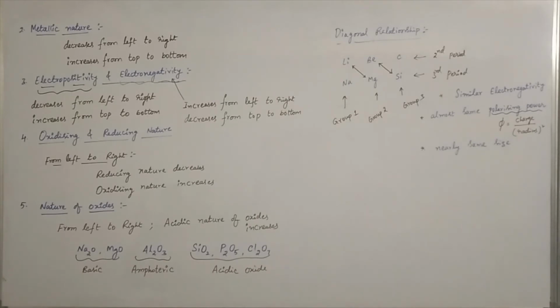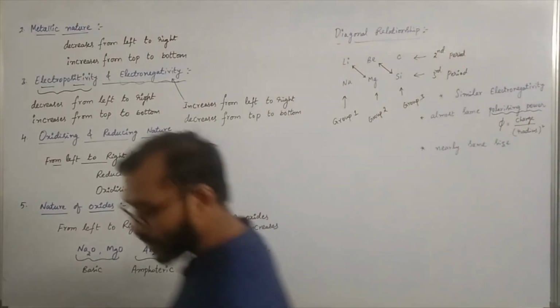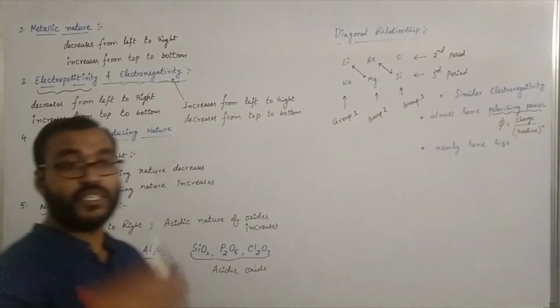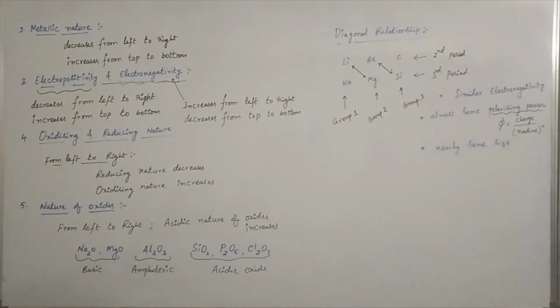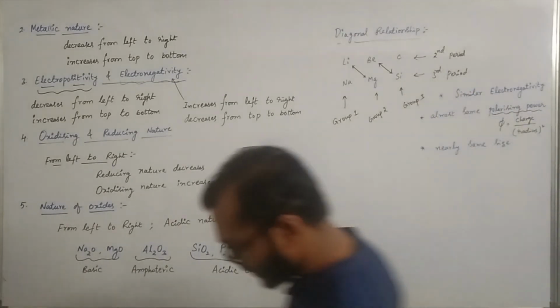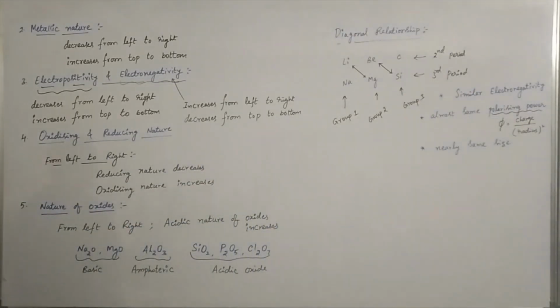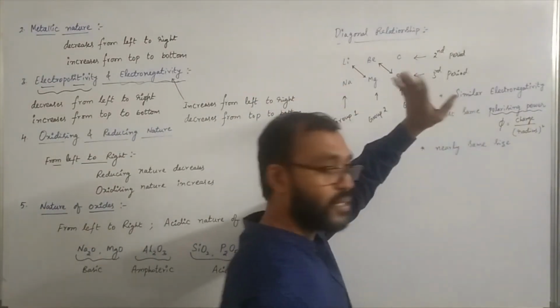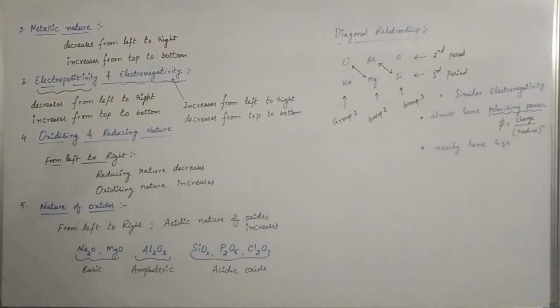What do we mean by polarization? Distortion of the electron cloud under the influence of the next incoming group, or distortion of an anion by the influence of a cation, is called polarization. Polarizing power we will discuss in the chemical bonding chapter in detail. For now, these are the three reasons for diagonal relationship.